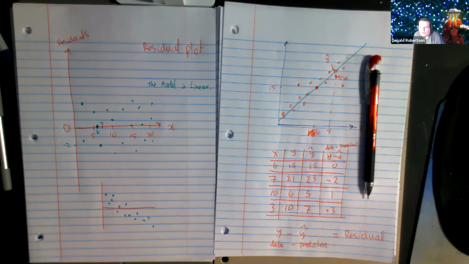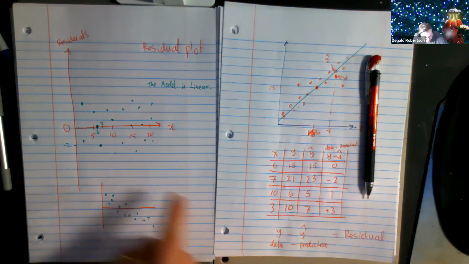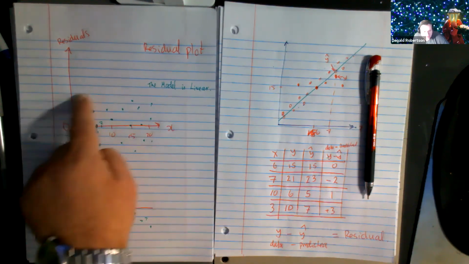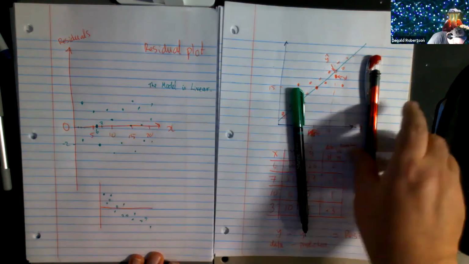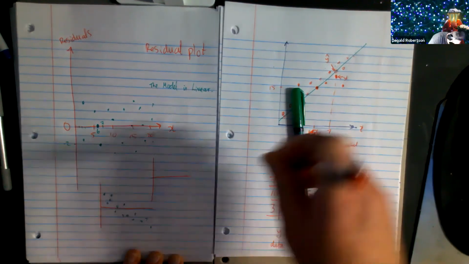And so it doesn't matter what the model is. The residuals, if they are random like this, mean you've got a good fit, whatever curve, or straight line in our case, is going to work. You do not want any kind of pattern.